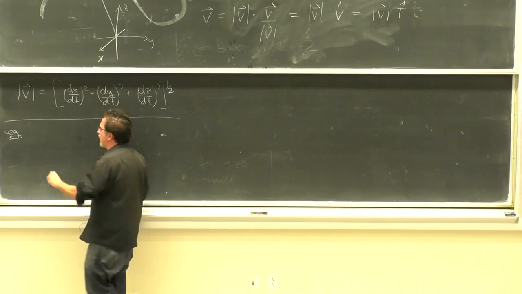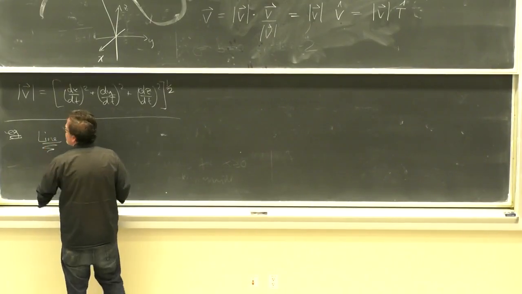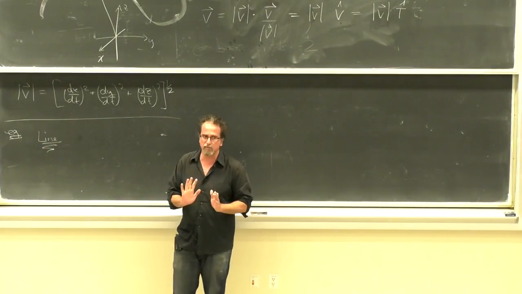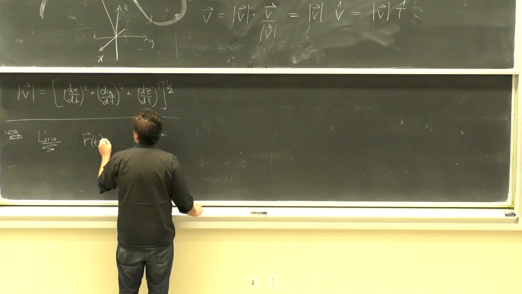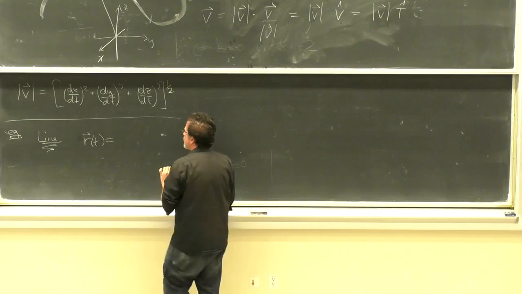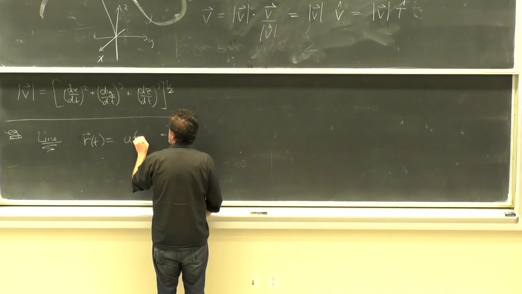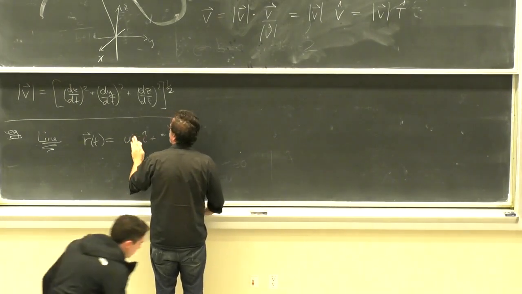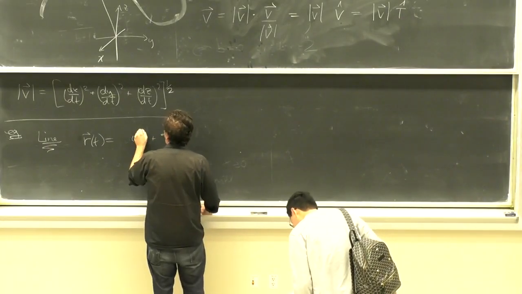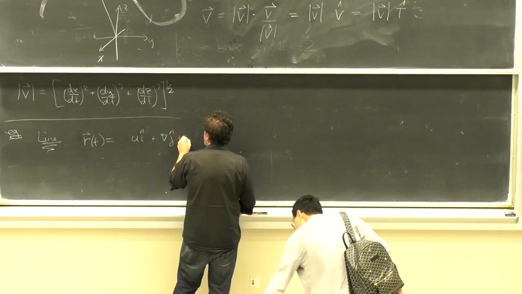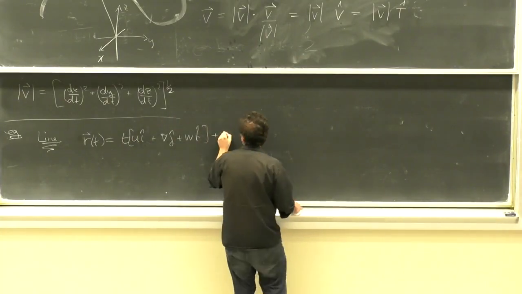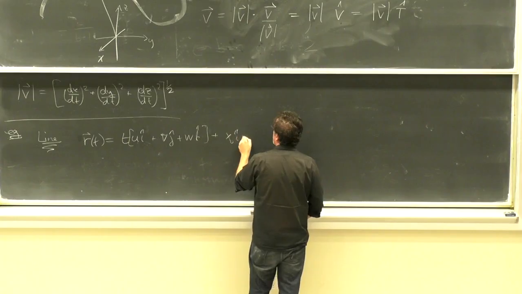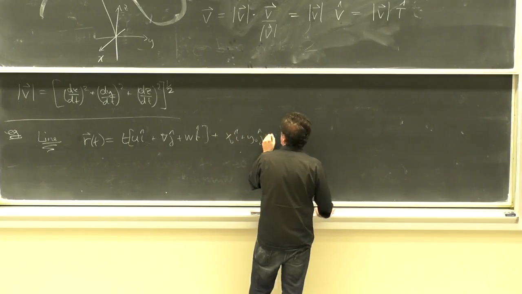Let me remind you of the line. The simplest parameterization for the line is the linear parameterization. I'm going to write the parameterization for a line, r of t, very simply. I'll factor out the t to emphasize something: u i hat plus v j hat plus w k hat, all multiplied by t, plus x0 i hat plus y0 j hat plus z0 k hat.